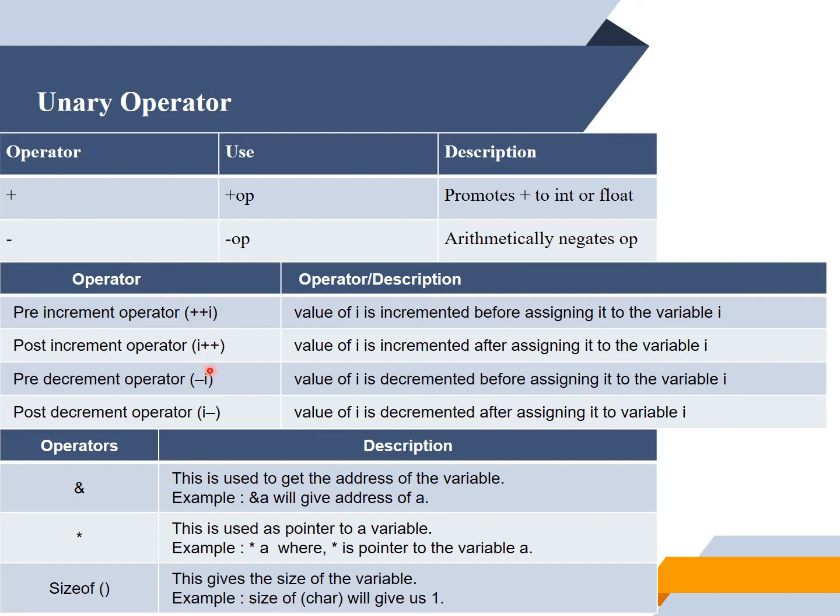Increment and decrement operators are of two types, post and pre. Pre-increment first of all increases the value of a variable and then assigns the new incremented value to the variable. Post-increment first of all uses the already assigned value of a variable and then increments the value of the variable. Pre-decrement will first of all decrement the value of the variable and then assign it to the variable. Post-decrement will first assign the value of the variable and then it will decrement it and reassign it.